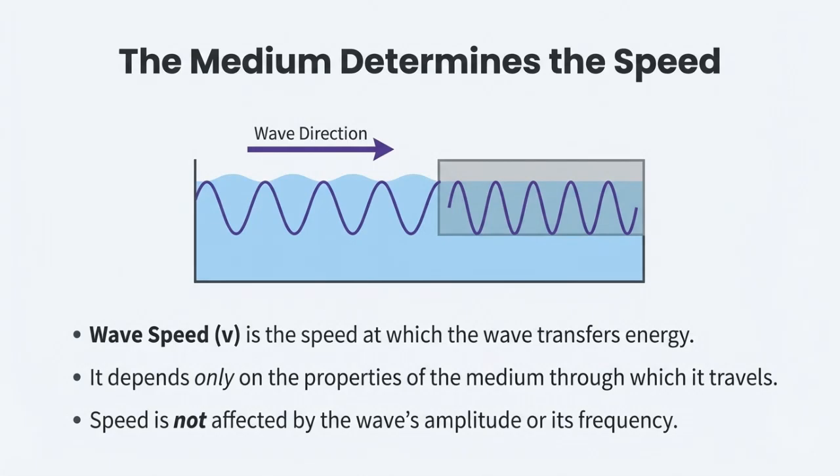Wave speed is all about how fast the wave transfers energy, and this speed is determined solely by the medium it moves through. Whether the wave is in air, water, or any other substance, the properties of that medium dictate the wave speed. Importantly, changes in the wave's amplitude or frequency don't affect how fast the wave travels. You can see this illustrated here, where the wave changes as it moves into a different part of the medium, but the speed depends only on the medium's characteristics, not on those wave features.